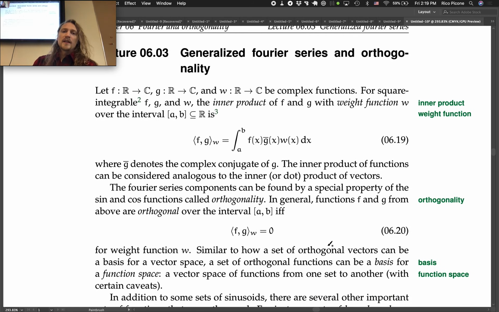The Fourier series components can be found by a special property of the sine and cosine functions called orthogonality. In general, functions f and g from above are orthogonal over the interval a to b if and only if their inner product with respect to the weight function w is 0.